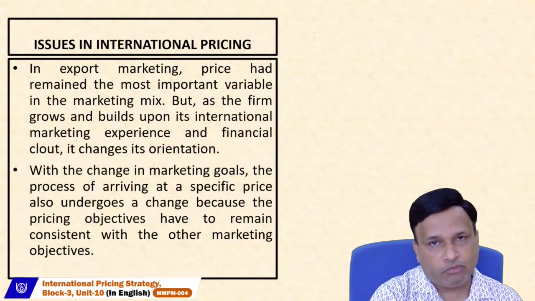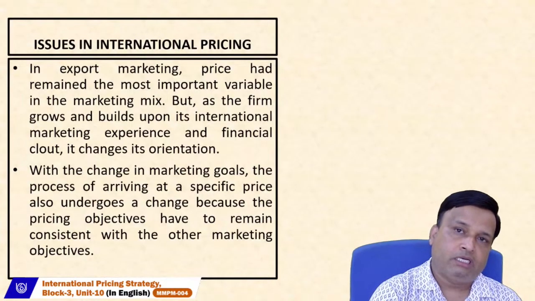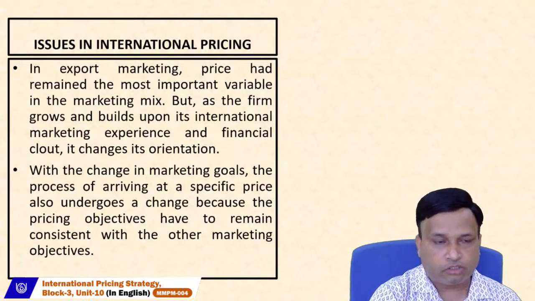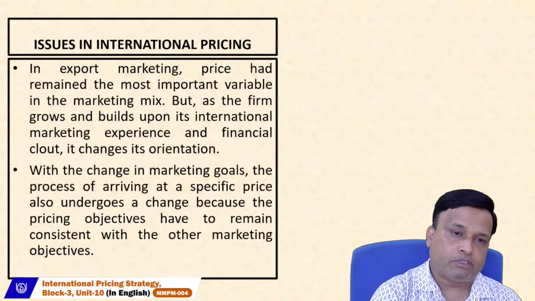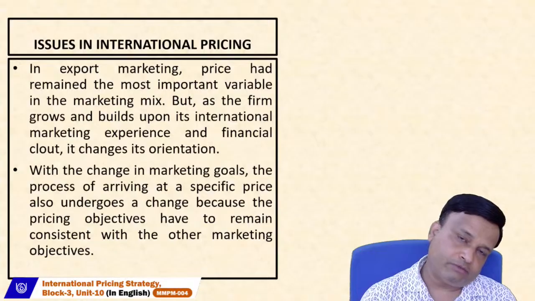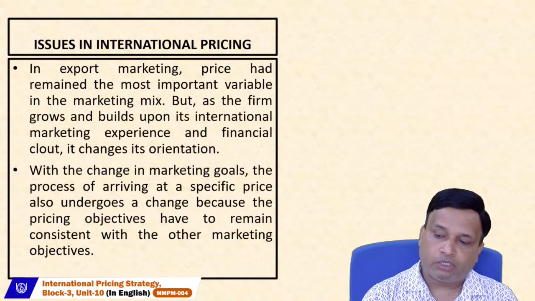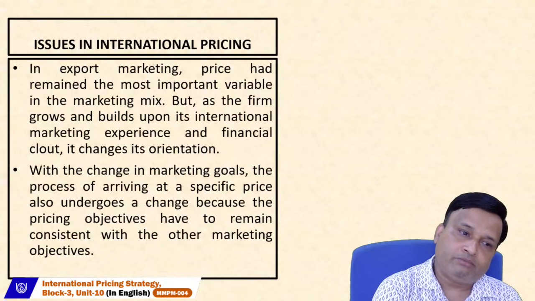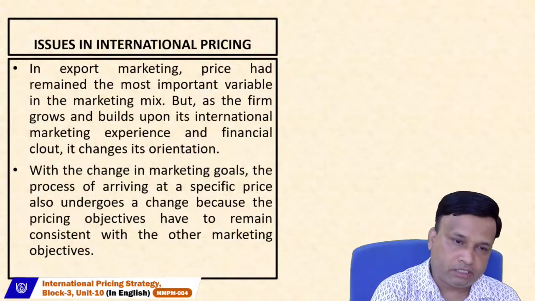Your price will move more towards market orientation. You are not going for a price decided purely by demand and supply or by cost. It will be decided by market orientation. You change your pricing as per the requirement, because you have already gathered experience, you are on the experience curve, and so you can decide the best price possible. With the change in marketing goals, the process of arriving at a specific price also undergoes a change, because the pricing objective has to remain consistent with the other marketing objectives.